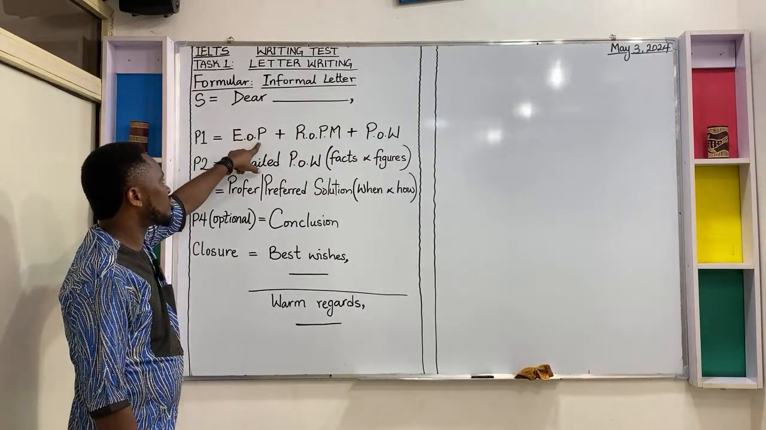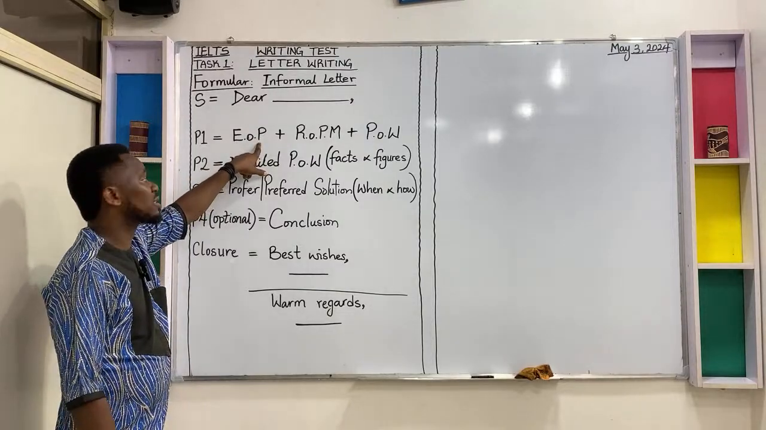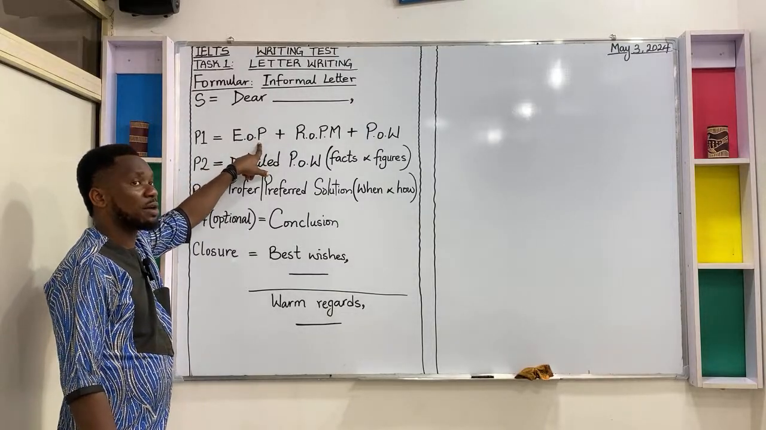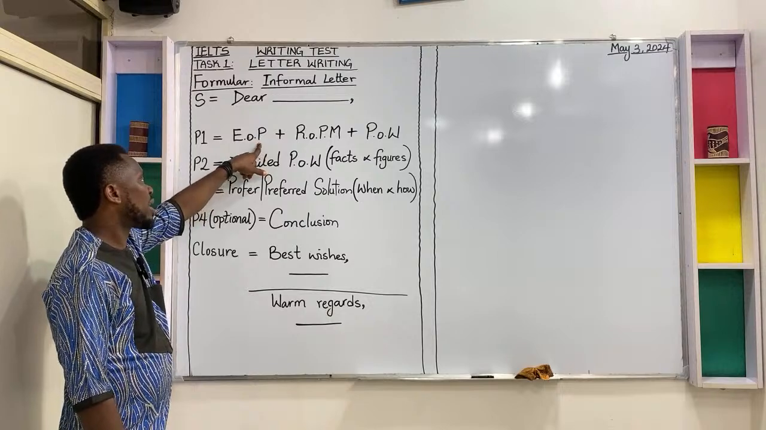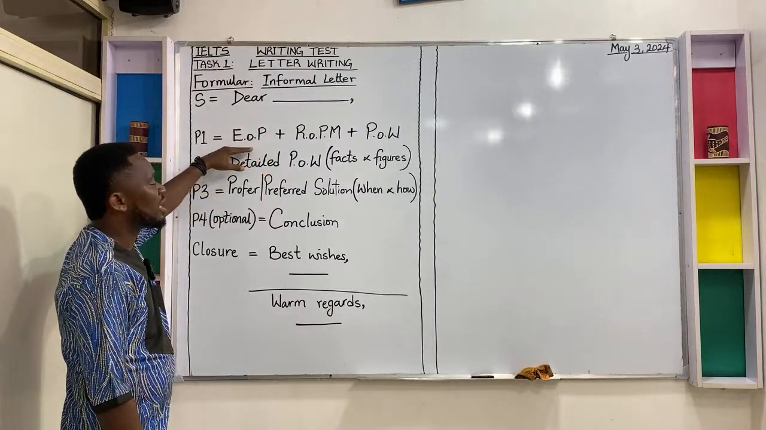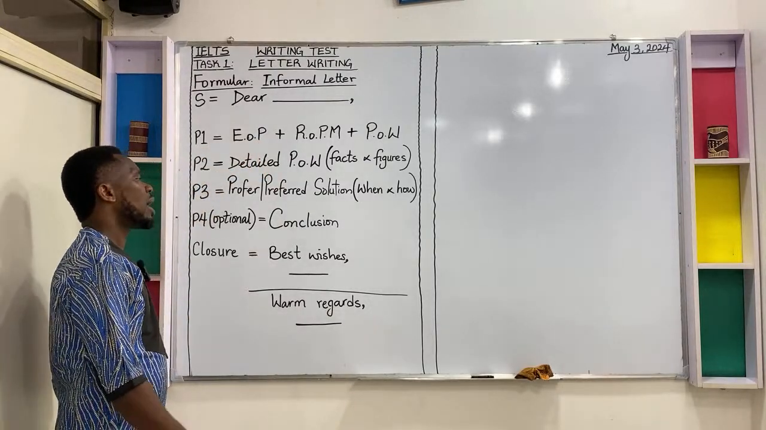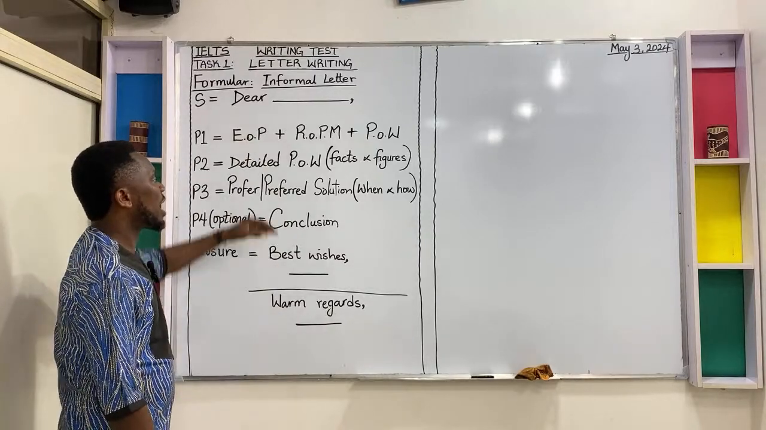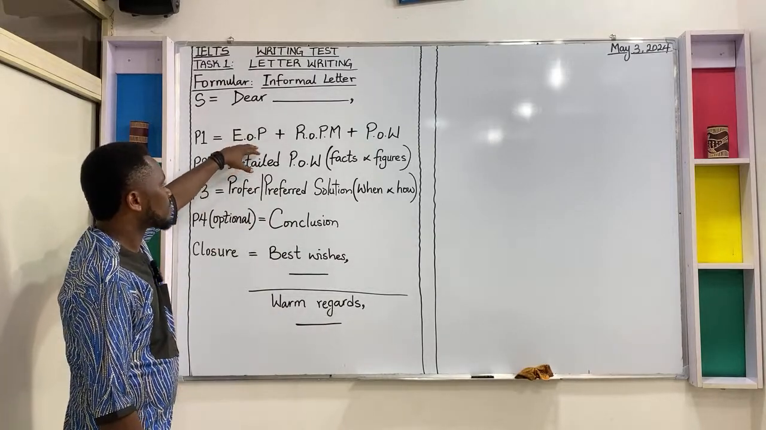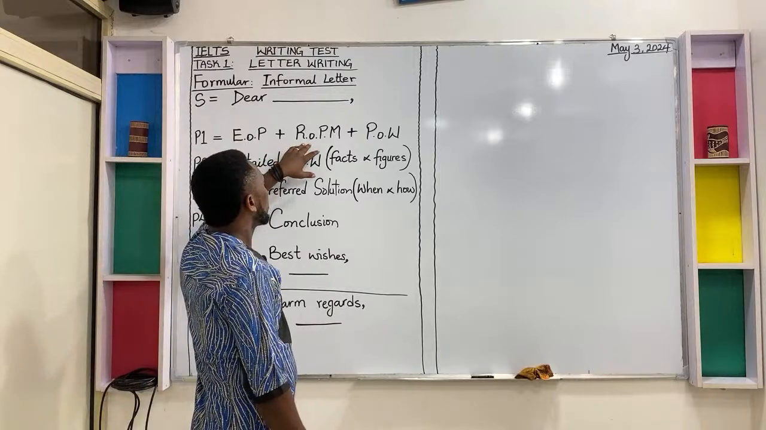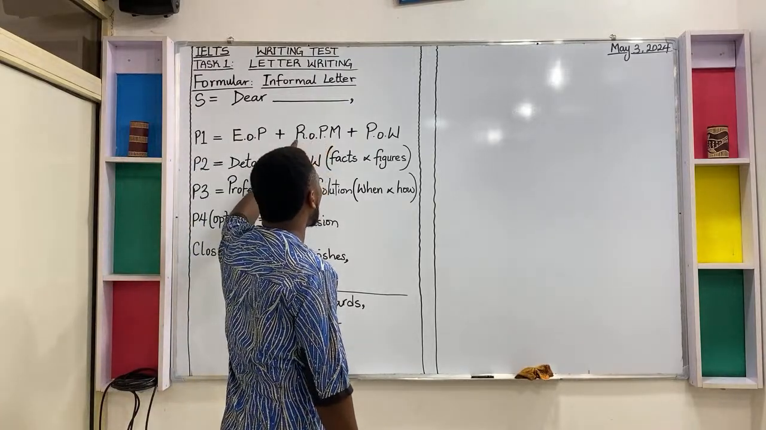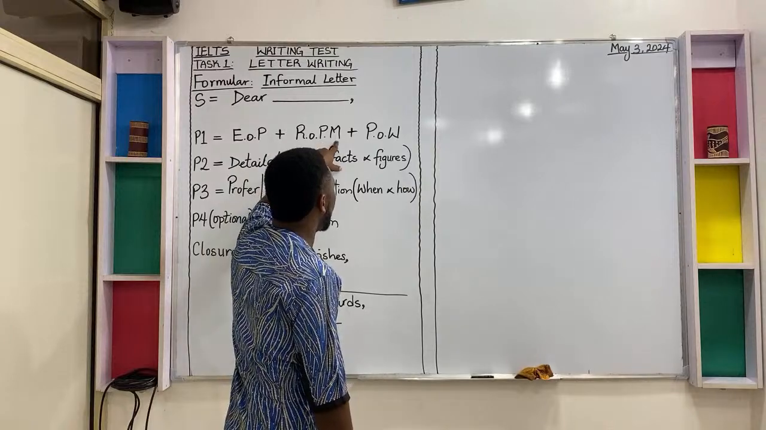Exchange of pleasantries. This is where you get to ask your parents or whoever you're writing to that you have an intimate relationship with. You are asking the person how he or she is faring, how the job is going, how the new environment is, and all that. Exchange of pleasantries. Then you want to recall something that happened. This is what we call recall of past memory.